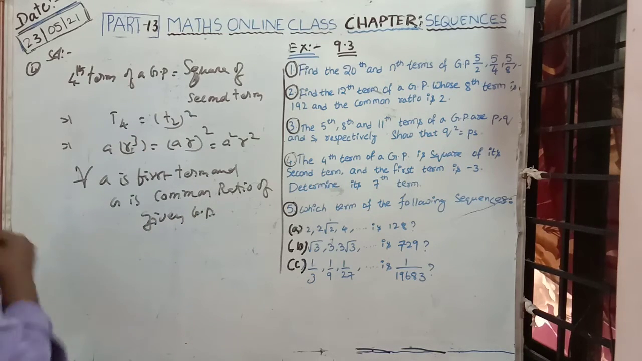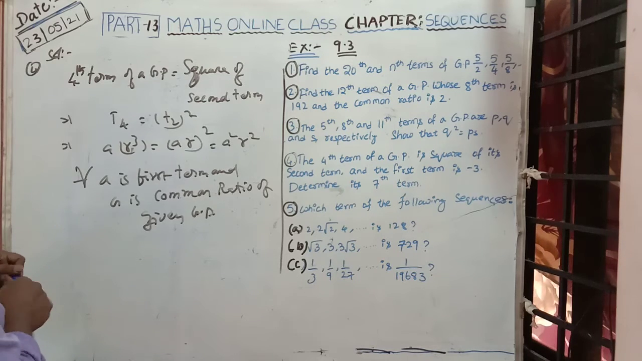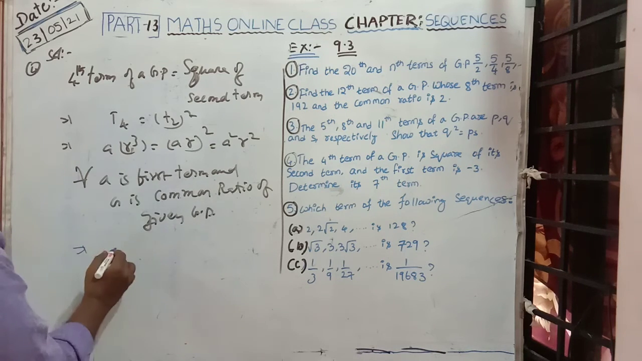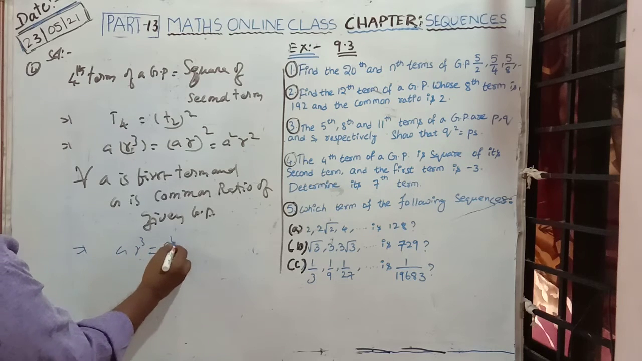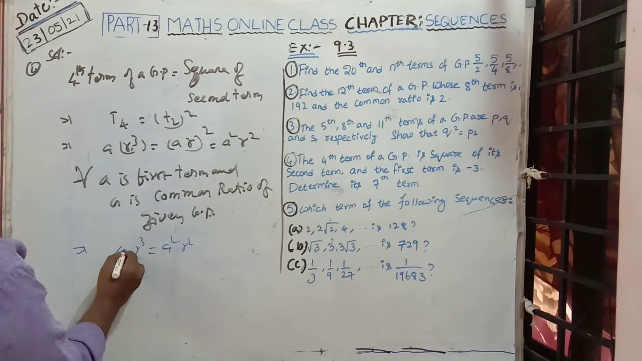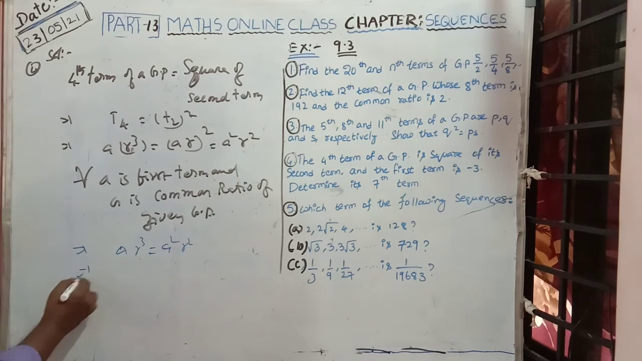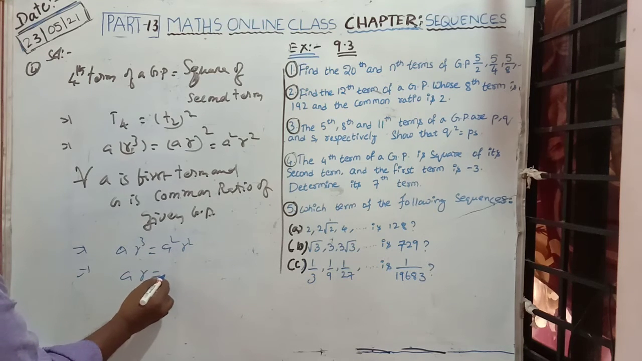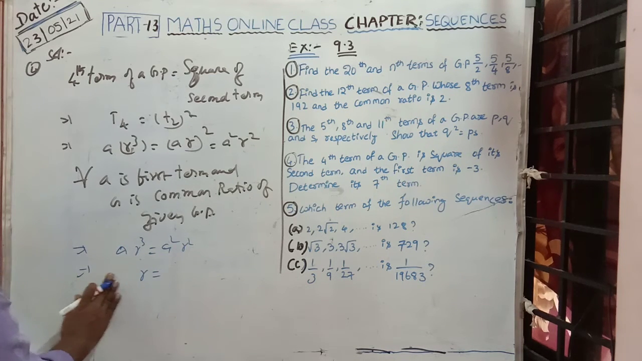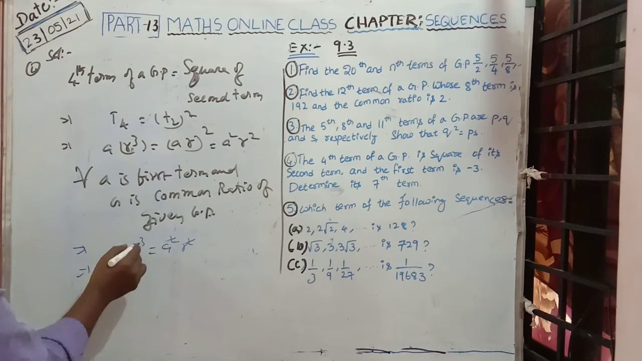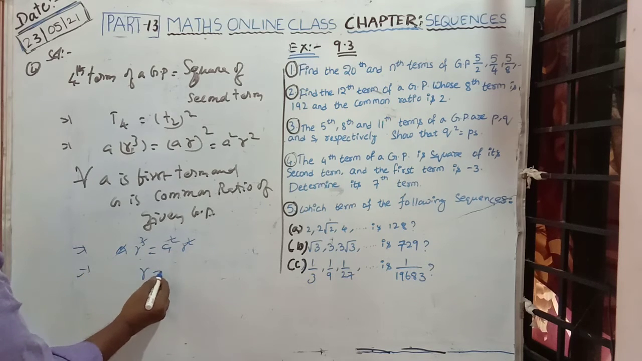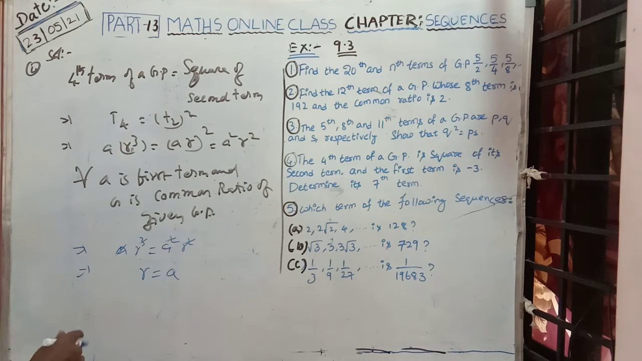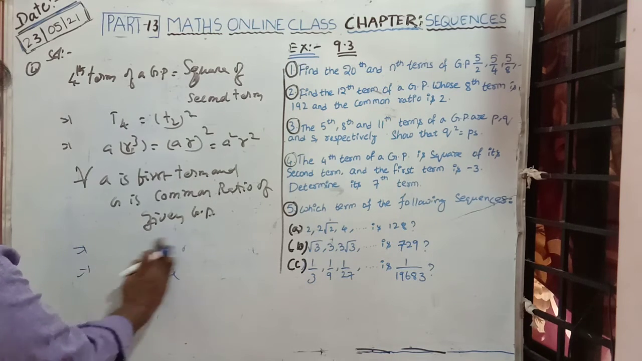Okay? So here A R cube is equal to A square R square. Okay? That is, here A R is equal to, I will cancel the common factors, A R is there. So R is equal to A. You agree? Like that you take it, or otherwise if you have any doubt, I will explain clearly.